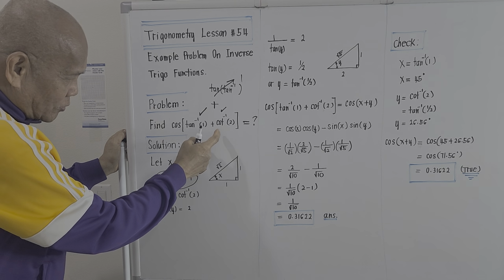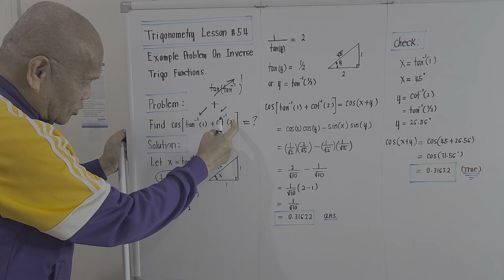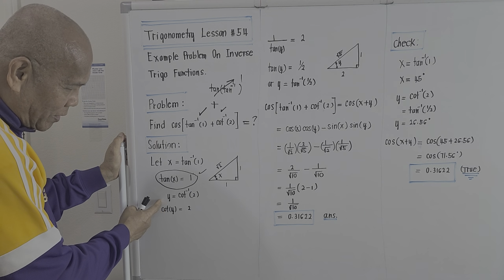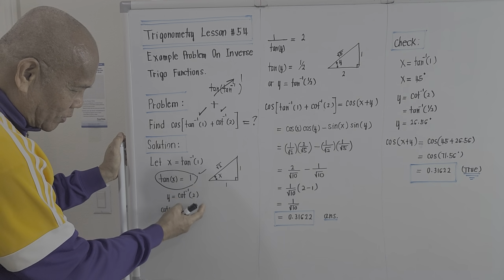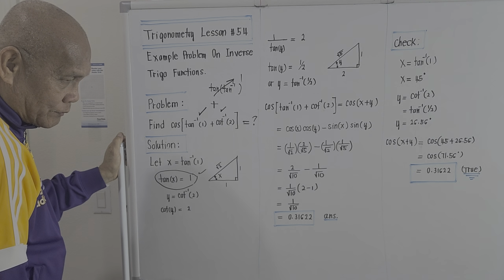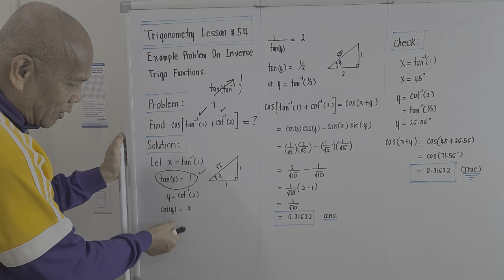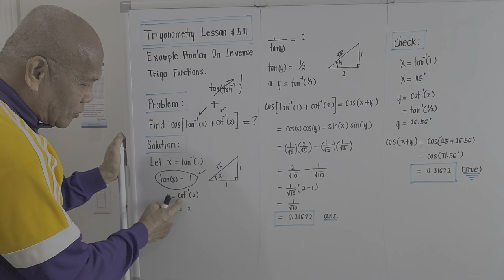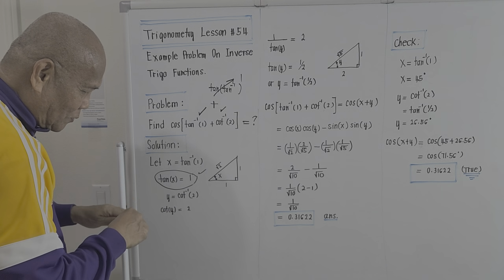We let y also be equal to cotangent to the minus 1 of 2. It's another representation. We will let y be cotangent to the minus 1 of 2. Taking the cotangent of both sides, the cotangent of y will be the cotangent of y, and the cotangent of the arccotangent of 2 will be simply 2.